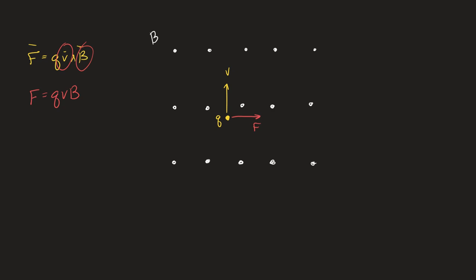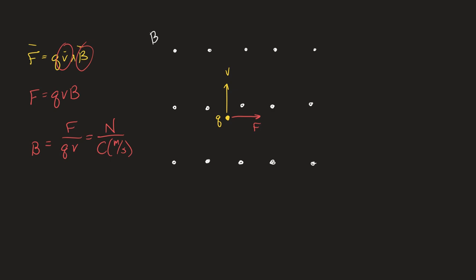Let's talk real briefly about the units here. If we assume that the sine doesn't have a unit, then the result of finding the magnitude of this force would yield just QVB. If we solve this for B, then we get force divided by charge and velocity, which means Newton divided by Coulomb meter per second. That's the unit for the magnetic field.